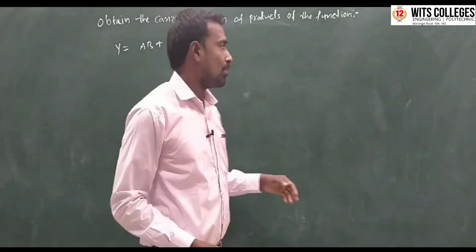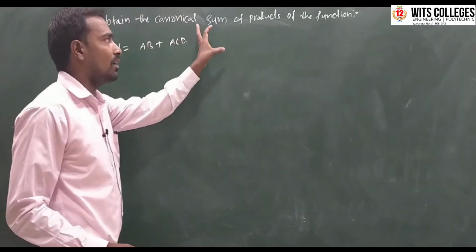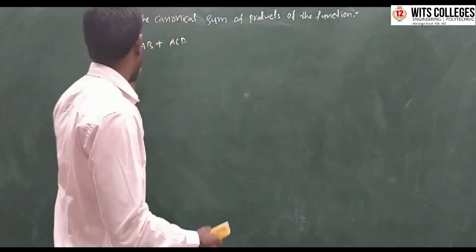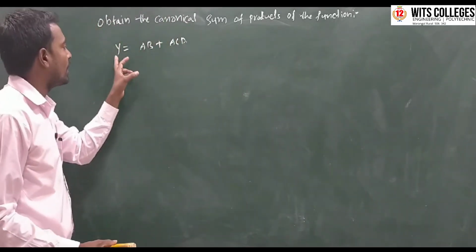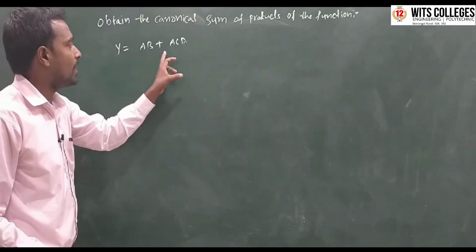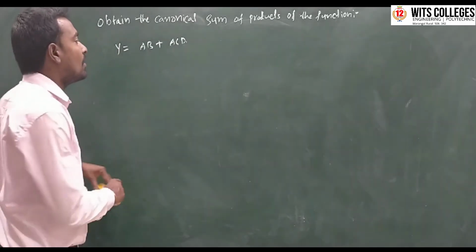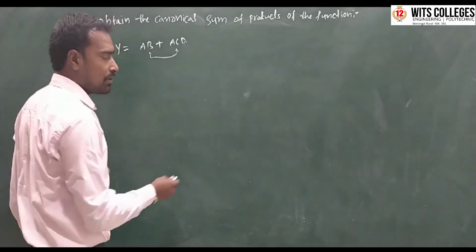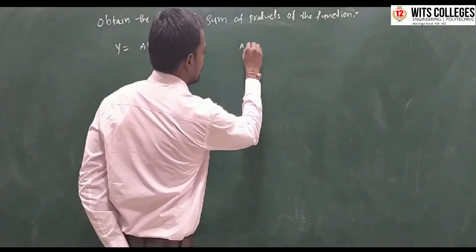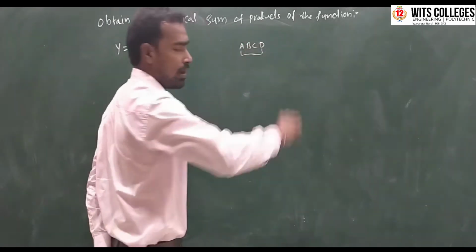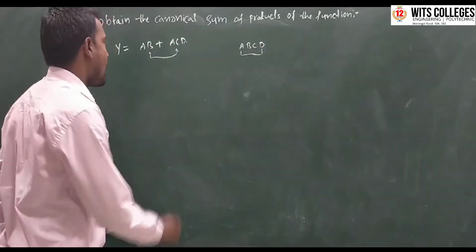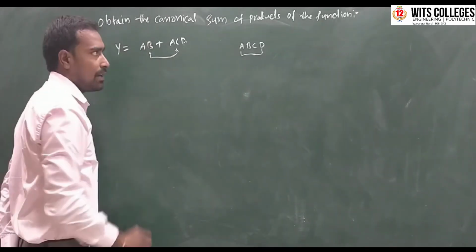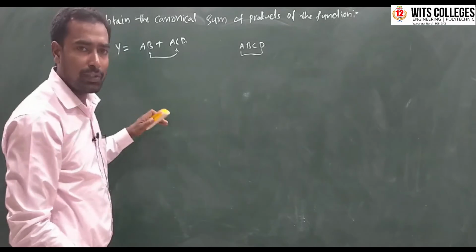Next, a simple problem we have: obtain the canonical form of sum of products of the given function. Here the given function is Y is equal to AB plus ACD. How many variables do we have? That is A B C D, which means 4 variables, and we have to get the finalized canonical sum of products in terms of 4 variables.